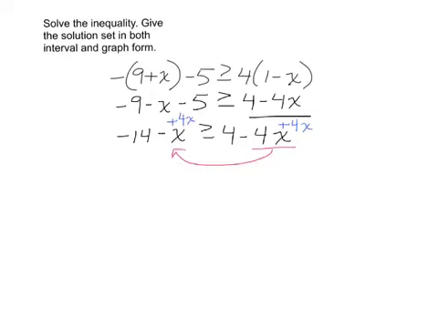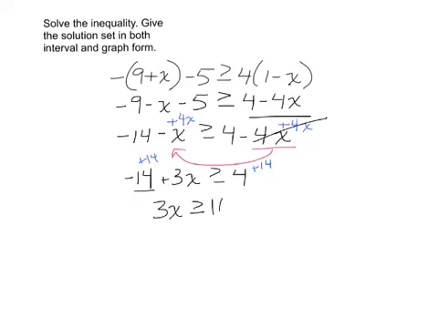And when we do that, we're going to end up with negative 14 still, but now we'll have a plus 3x here, greater than or equal to 4, and the 4x's are gone. So the x's are all together. We now want to move our constant term to the other side. So we can do that by adding 14 to both sides. And once we do that, we end up with 3x is greater than or equal to 10. Okay, and so we can now solve for x, and so we'll divide by 3.